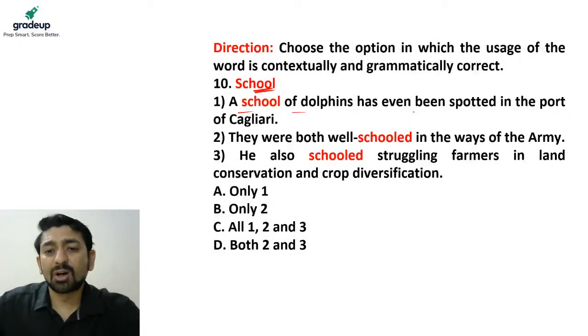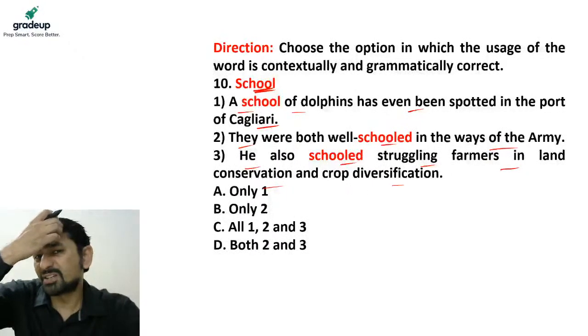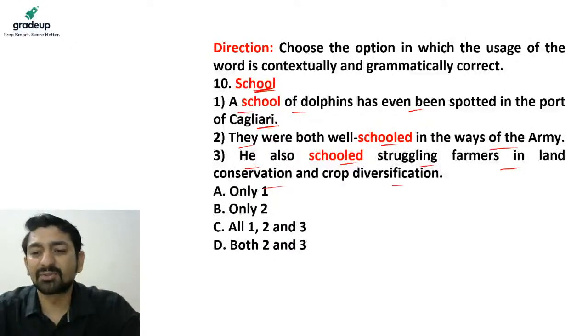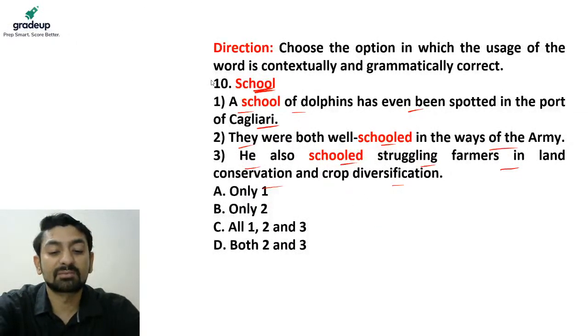Let's come to the next question, which is school. The first sentence says, a school of dolphins has ever even been spotted at the port of Cagliari. The second says, they were both schooled in the ways of the army. The third says, he also schooled struggling farmers in land conservation and crop diversification. Which do you think is the correct answer for this one? Give me the answers quickly. I give you a minute for this one.